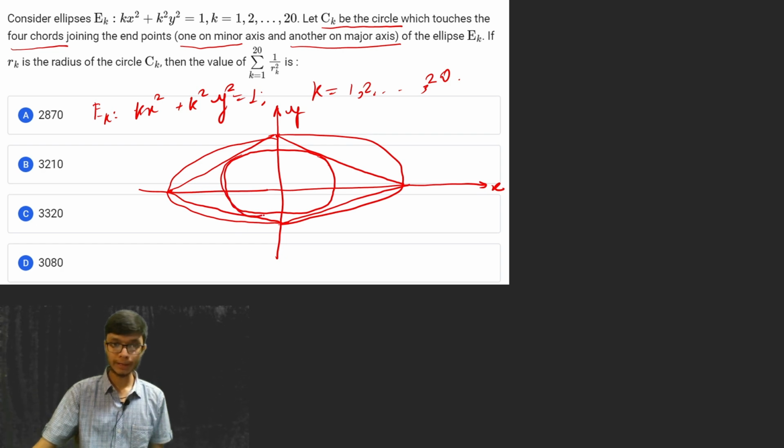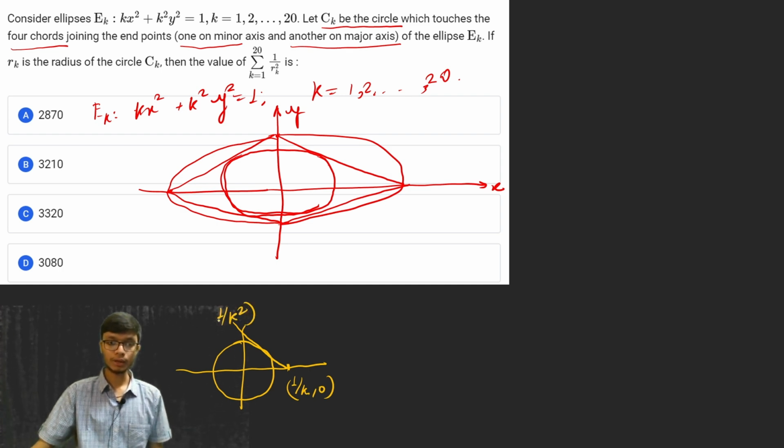I don't go by my diagram much. I'm trying to make good diagrams from now onwards. All right, so if I draw this particular circle in this fashion, the circle will be like this, and this particular chord has the endpoints, for the first endpoint, 1 by k comma 0, and the endpoint of the minor axis will be 0 comma 1 by k square.